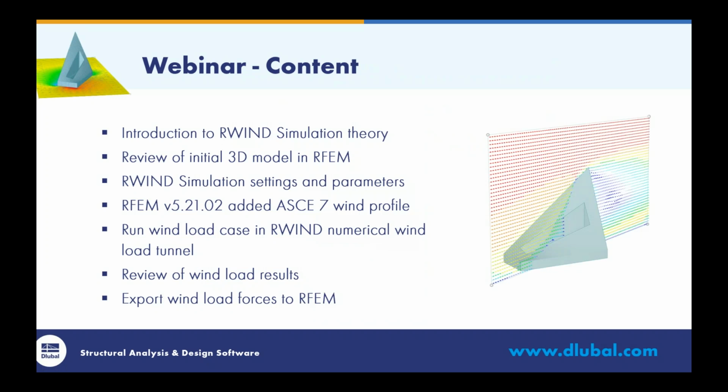So as far as the content over the next hour today, I want to give a brief introduction to our brand new program that we just released called RWIND Simulation and the theory behind it for CFD wind analysis. Then we'll move on to our example where I'll give a quick review of our initial 3D model within our finite element analysis program, RFEM, which will work concurrently with RWIND. Within RFEM, we can set up the RWIND settings and parameters for the CFD analysis. And as of last week, we released RFEM version 521.02, which includes the ASCE7 wind profile, which we'll be taking a look at today with our example.